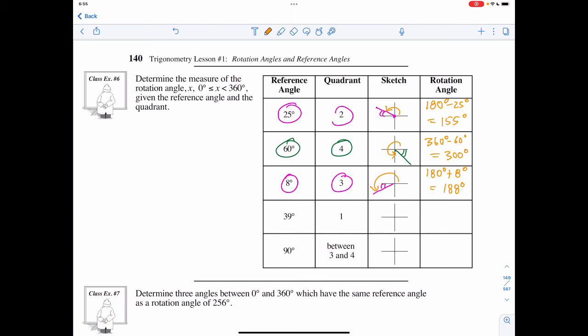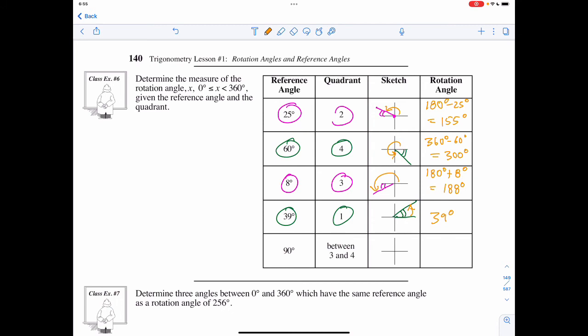The easiest possibility, as we already know, if I'm in quadrant 1 and it's 39 degrees, then in quadrant 1, it's identical. It's just going to be a rotation angle of also 39 degrees.